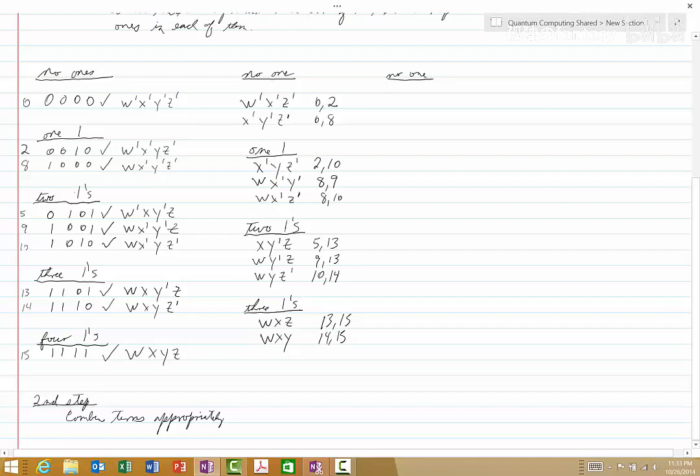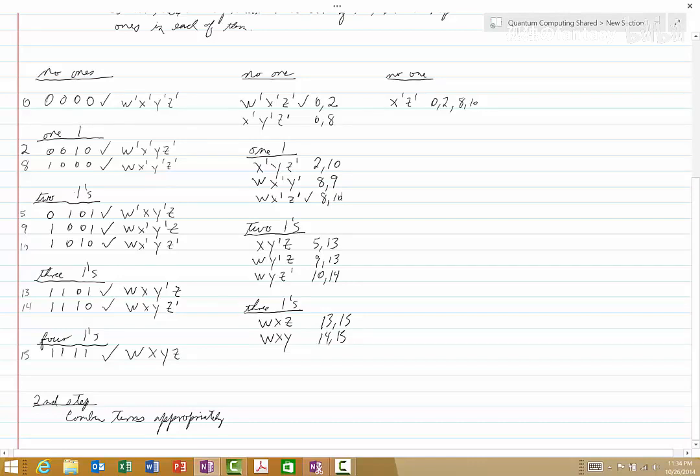Well, they both have an X prime, they both have Z prime. The only variable in which they differ is W. One is W prime and one is W. So these two can be combined to give us X prime, Z prime. And that comes from combining the 0,2 term and the 8,10 term. And so I put a check mark by the 0,2 term and also a check mark by the 8,10 term.